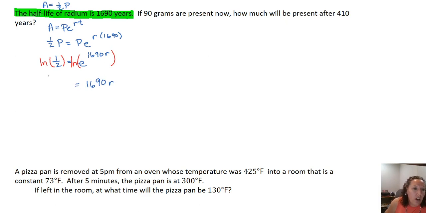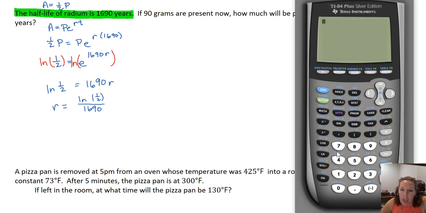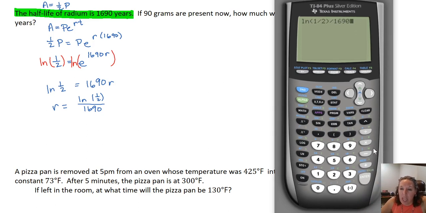1,690 times r on the right, and on the left we get the natural log of 1/2. So our decay rate here is going to be the natural log of 1/2 divided by 1,690. And if you want to go ahead and plug that in the calculator, you can. We do not want to round this, however. We want to keep it as expanded as we can and as precise as we can. So we do not want to round that, but we can put it in our calculator and then just use our answer next time around.